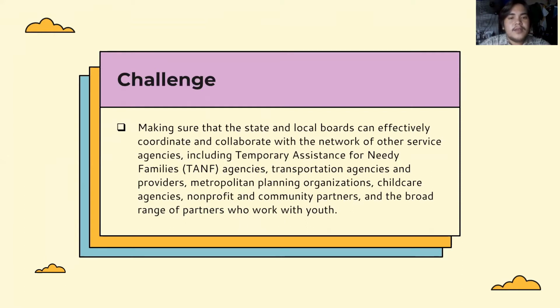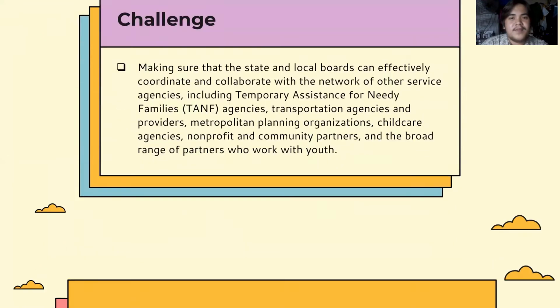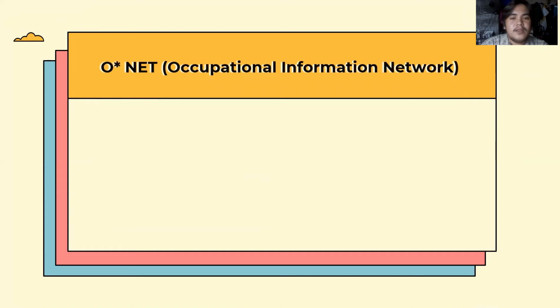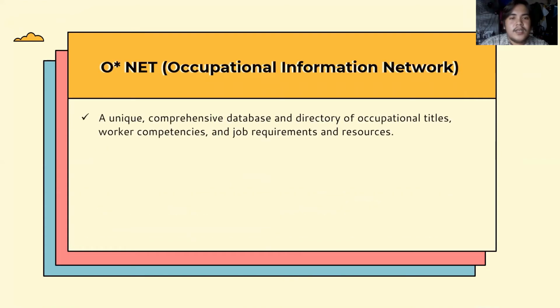In support of one-stop service delivery, the United States created a network where the primary source of occupational information is located, and this network is called O*NET, or Occupational Information Network. So what are the features of O*NET? O*NET is a unique, comprehensive database and directory of occupational titles, worker competencies, and job requirements and resources.